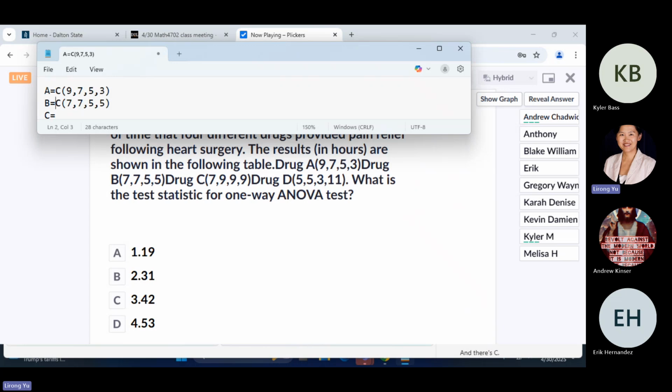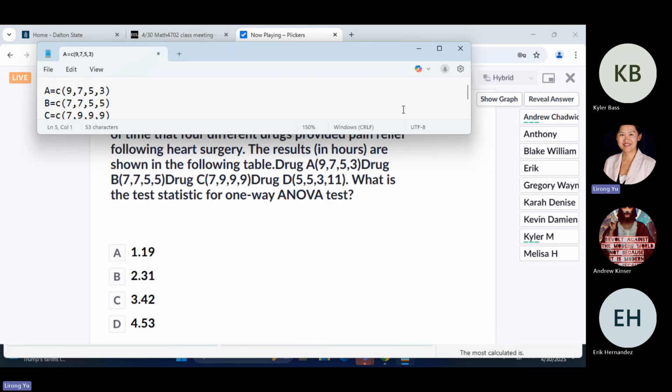three, the 7, this one is the same. Data for C, data for B. The most important thing to calculate is the F statistic.